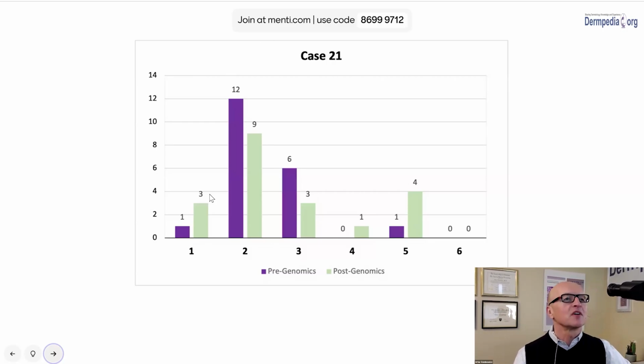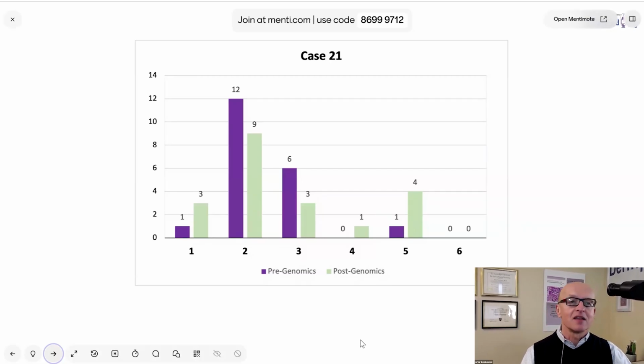Still, most of us favored the diagnosis of desmoplastic nevus, and after genomics, we didn't have much swing. And actually, experts, I think, did worse than you guys, because we had a shift after genetics to desmoplastic melanoma. Some of this study was done quite a while ago, and people were experts in morphology, but they were not understanding genetics as well as we do at this point.